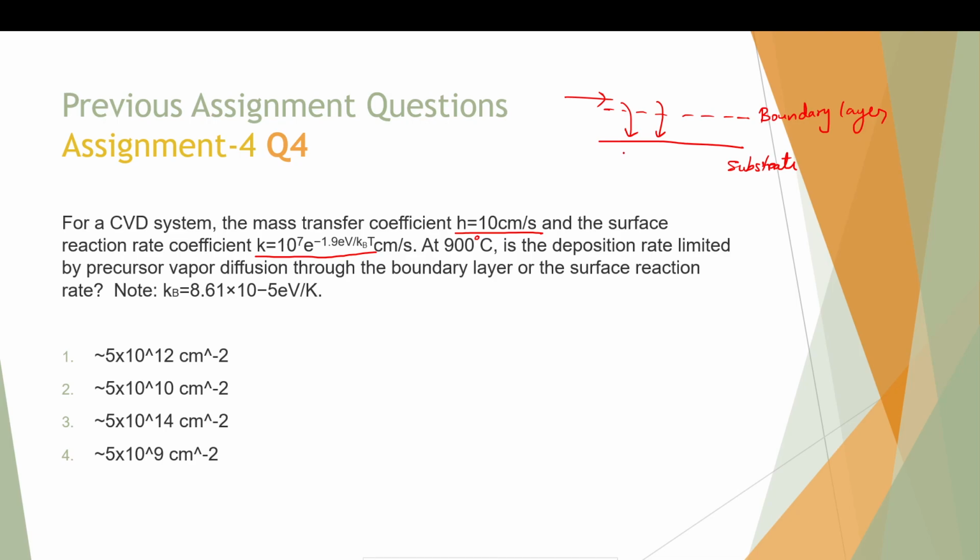If the surface reaction rate is low, then that is the limiting condition, so the deposition is limited by the surface reaction. If the mass transfer coefficient is lower, then the diffusion is the limiting process here. So let us calculate what K is first. K is 10 power 7 times e power minus 1.9 eV by kT.